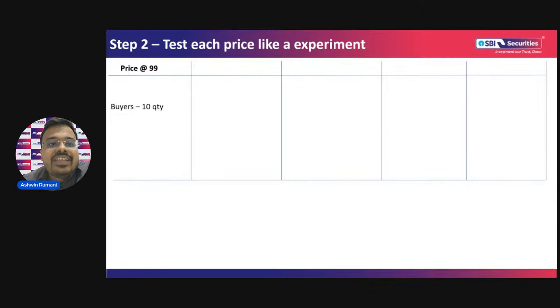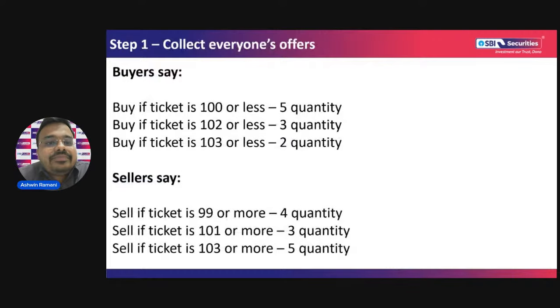Now tell me, at 103, how many buyers will be able to buy tickets? At a price of 103, what is the total demand for the tickets? 103 or less, 102 or less, 100 or less. Only 2? Because at 103 minimum or below, only 2 people can buy. And how many sellers would want to sell at a price of 103? This is interesting. Buying is 2, perfect. Buying quantity is 2.